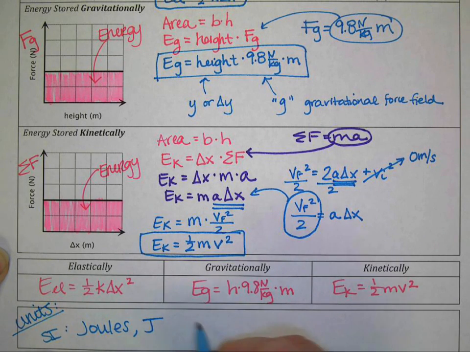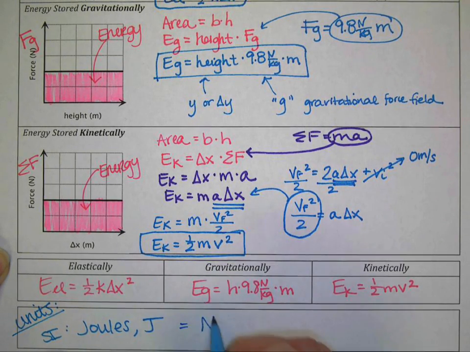Looking at that, that's also equal to Newton meters. And you can see that from our original equation for energy stored elastically, or even over here: height times newtons per kilogram times a mass in kilograms would be a meter times a newton.